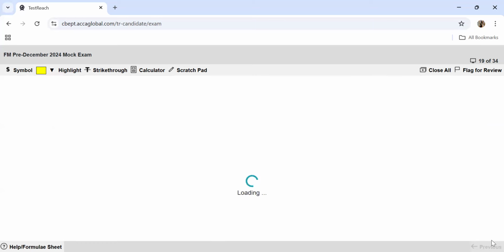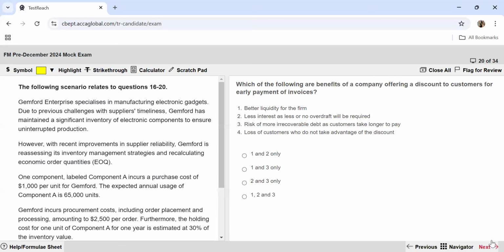Moving to the last question pertaining to this scenario. Which of the following are benefits of a company offering a discount to customers for early payment of invoices? So if we are giving a discount to customers to receive early payments, what benefits will a company get? Firstly, it says better liquidity of the firm. This is absolutely correct because if you are offering early settlement discounts, then you will be receiving money quickly. If you have cash, you have liquidity, right? So first statement is true. Moving to the next one. Less interest as less or no overdraft will be required.